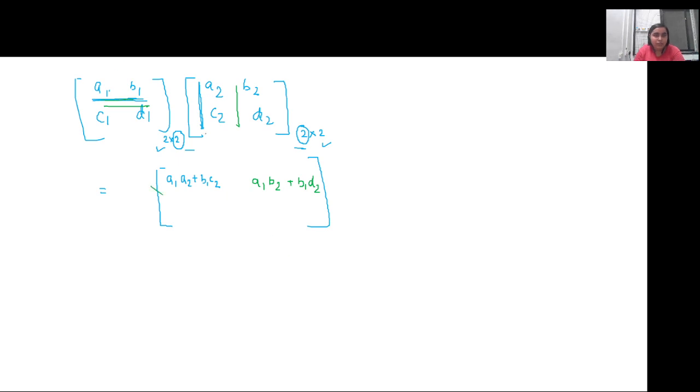Then the second row is multiplied by the first column, which is C1 into A2 plus D1 into C2. Then the second row multiplied by the second column, which in this case will be C1 into B2 plus D1 into D2. Is this fine? Yes, ma'am. Thank you.